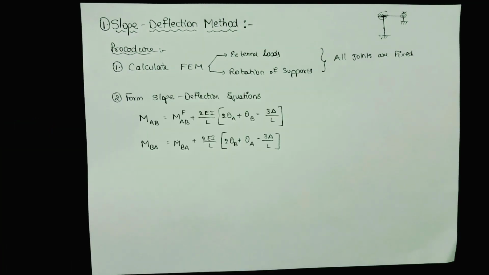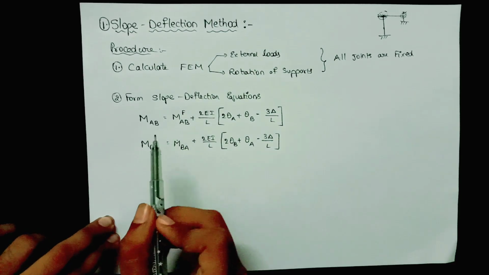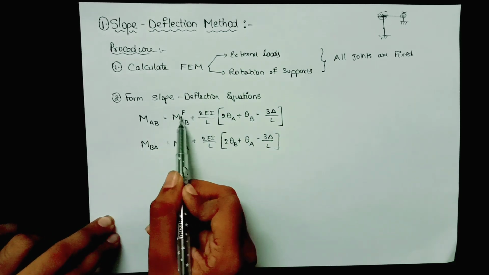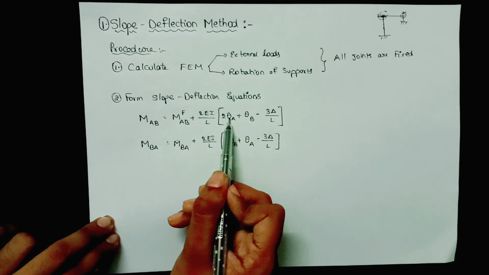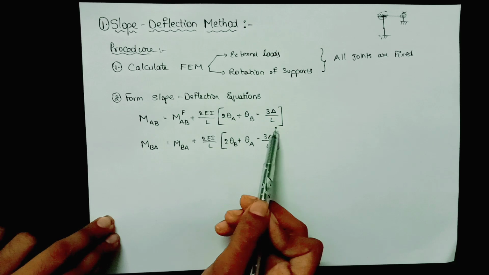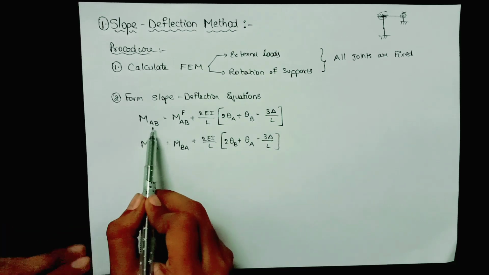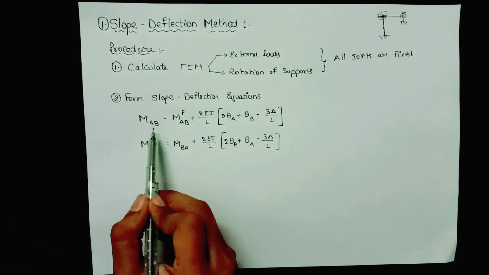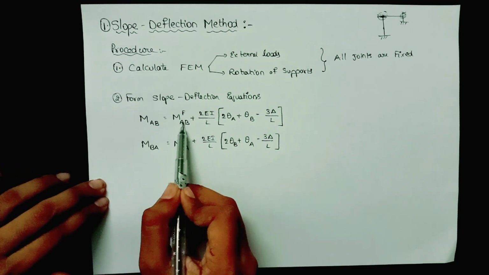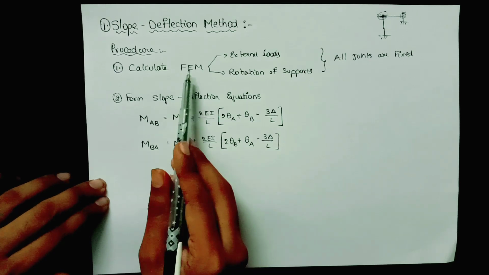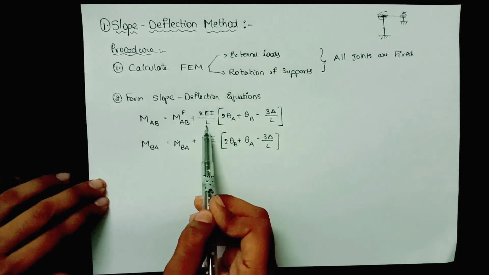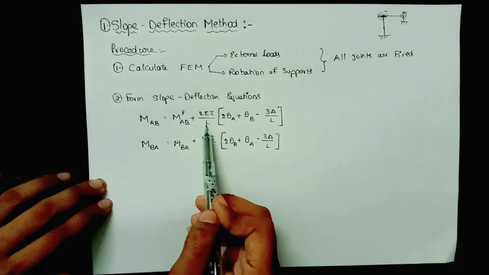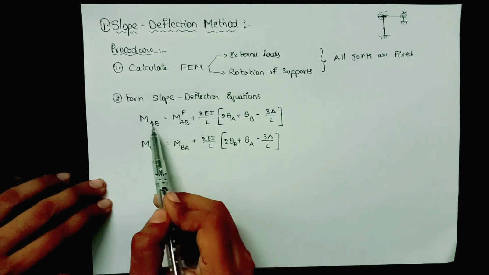So as you can see here, I have written two equations for slope deflection. M_AB equals MF_AB plus 2EI by L into (2 theta A plus theta B minus 3 delta by L). So M_AB is the final moment of member AB, which we have to find out at last, and MF_AB is the fixed end moment in the member AB, which is obtained from step 1. E and I values are obtained from the given diagram, and the length is also obtained from the given diagram. So we have to substitute the length of member AB.